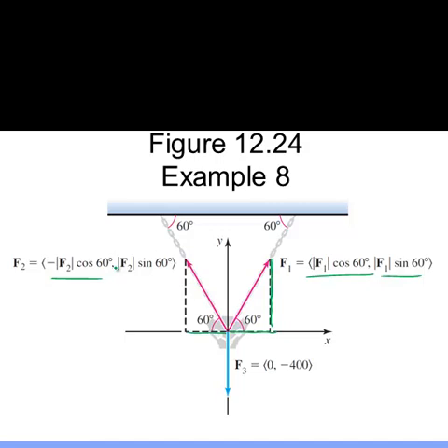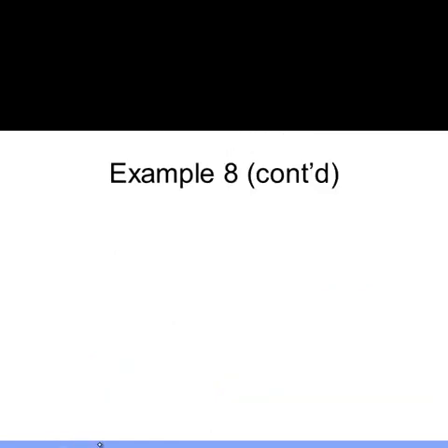And then magnitude f sub 2 times the sine of 60 degrees for the y component of f sub 2. All right, so now what we do is we're going to, again, take f sub 1 plus f sub 2 plus f sub 3 and set that sum of forces equal to the 0 vector and solve for magnitude f sub 1 and f sub 2. So let's go ahead and do that.